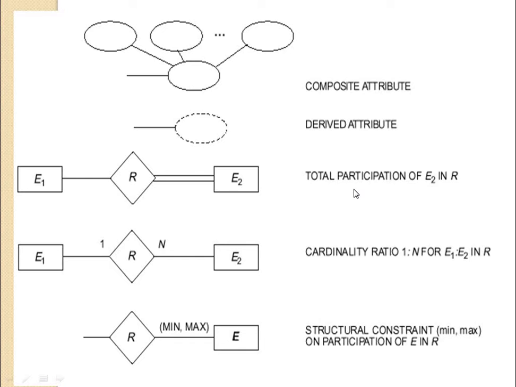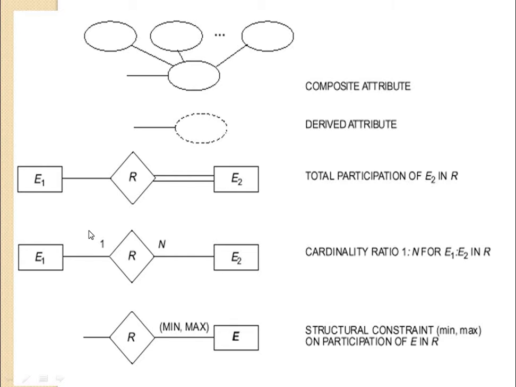Now if we look at the constraints, I told you that we will discuss these later. If you see these symbols, this symbol is the total participation of E2 in R. So this is the symbol representing the relationship type, specifying the total participation constraint by a double line between E2 and R. Therefore, it is read as specifying the total participation of E2 in R by this double line. If we talk about the cardinality ratio, how is it represented?